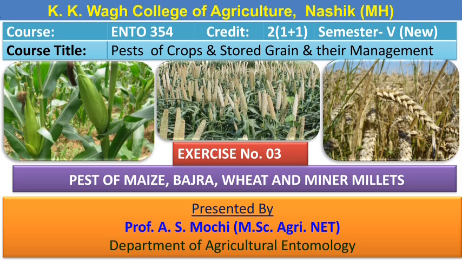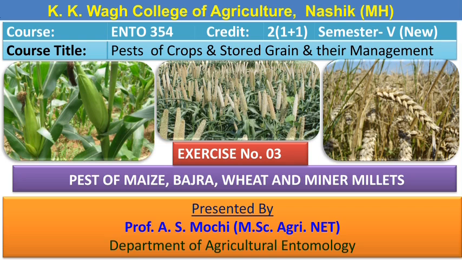Today we are going to learn about exercise number 3 of course ENTO 354 for the semester 5th new, and the course title is Pest of Crops, Store Grain and Their Management. Exercise number 3 includes the pests of maize, bajra, wheat and minor millet. It means that it includes the different pests of millets which affect the yield losses in that particular crop.